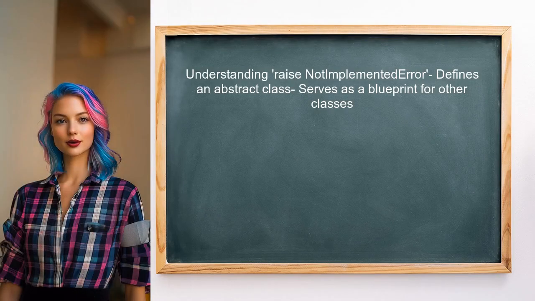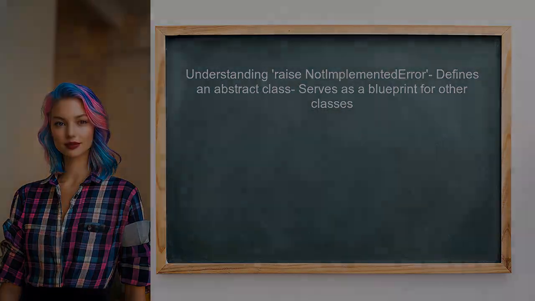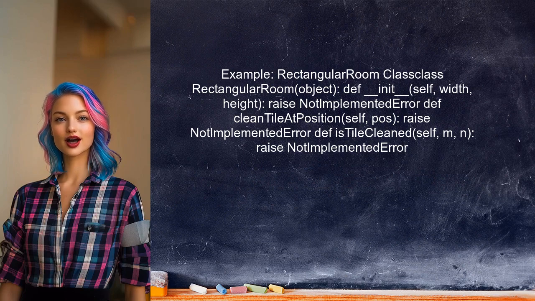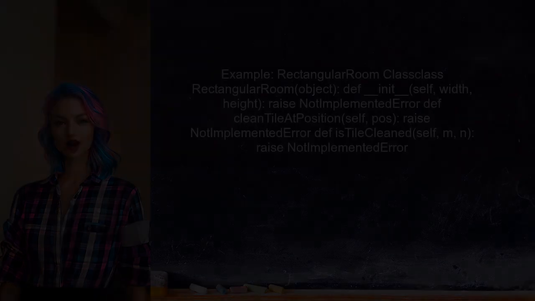To understand when to use raise NotImplementedError, the user should first recognize that this is a way to define an abstract class. An abstract class serves as a blueprint for other classes. In the provided example, the user sees a class named RectangularRoom. The constructor and methods are defined, but they raise NotImplementedError. This indicates that these methods must be implemented in subclasses.